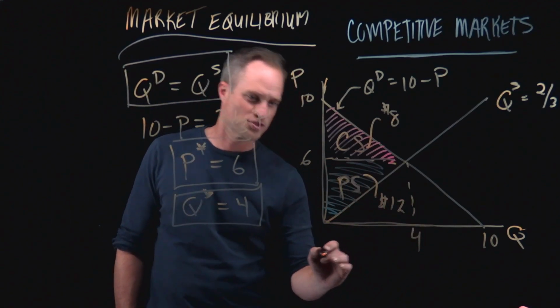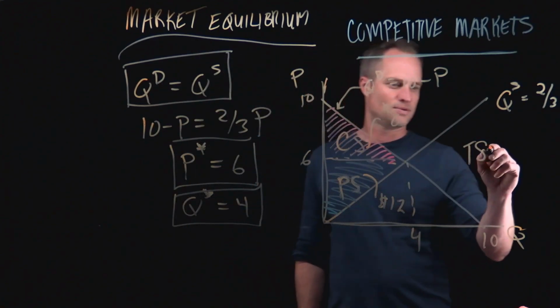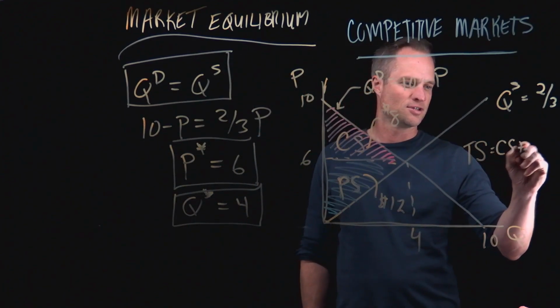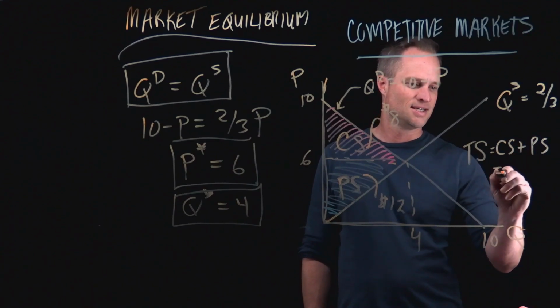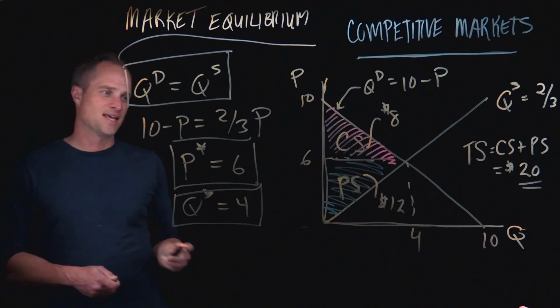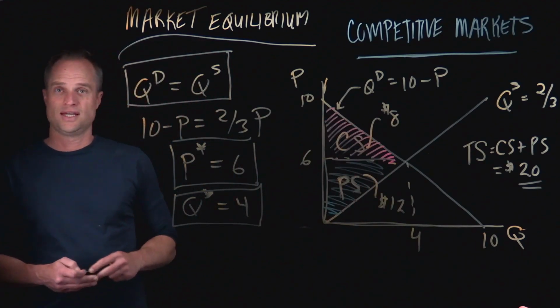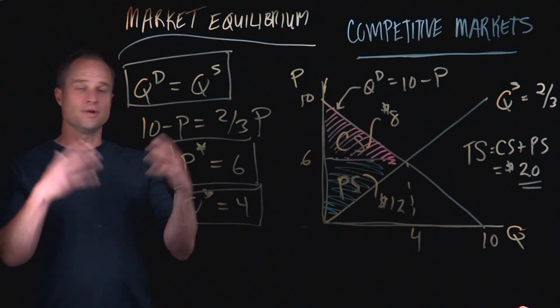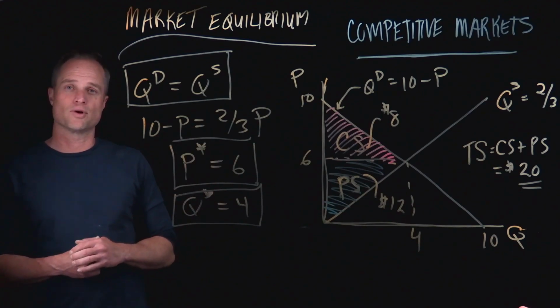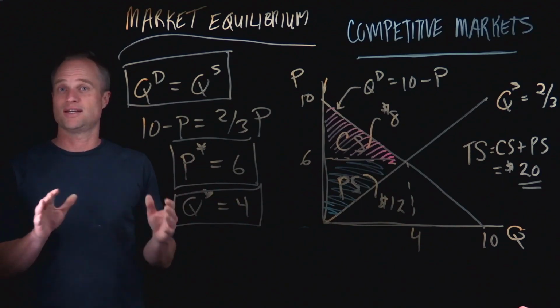And so total surplus, we're going to pop that up here, TS, total surplus, which equals consumer surplus plus producer surplus, is equal to 20. Point is that the collection of these two surplus values is the well-being, or a measure of economic well-being, of both segments of our market and society.